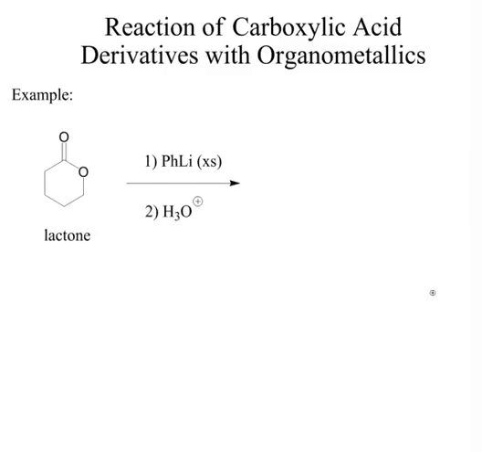Let's try an example. It's always a little more interesting when we look at cyclic examples. This is called a lactone. A cyclic ester is called a lactone. What would happen to this product if we were to react it with an excess of phenyllithium? Well, phenyllithium means we have phenyl minus. Let's see if we can predict this product without going through an entire detailed mechanism.